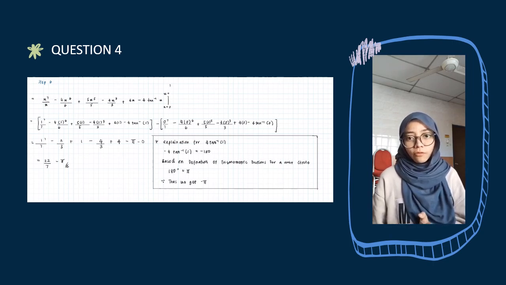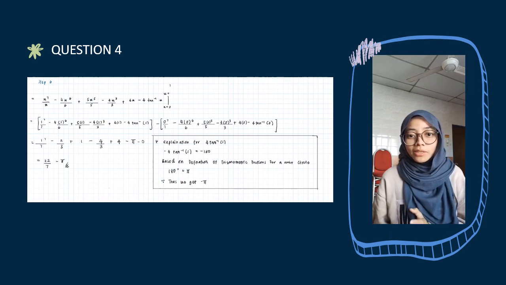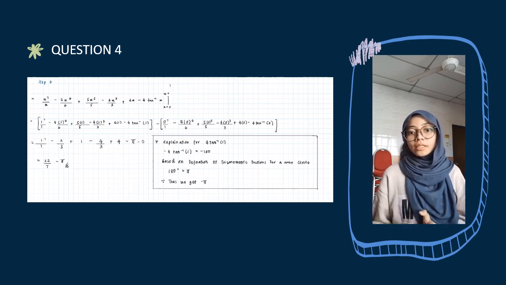The pi we get from 4 tangent inverse 1, which we can get as 180 degrees if we use our calculator. But based on the definition of trigonometric functions, for a unit circle, 180 degrees is equal to pi.